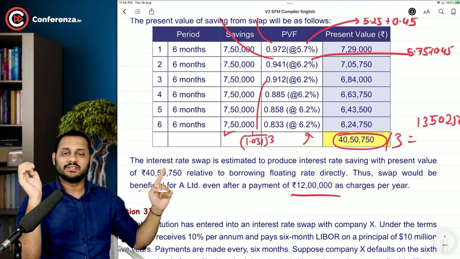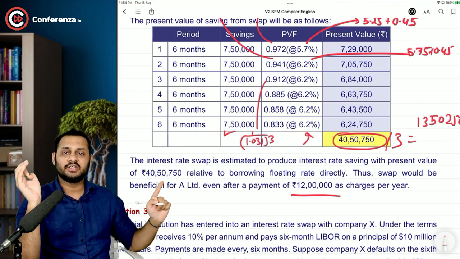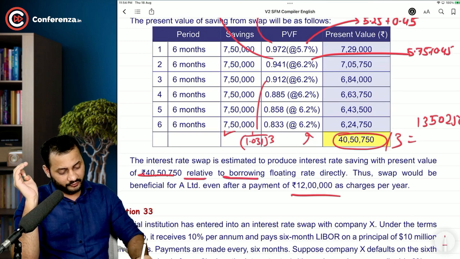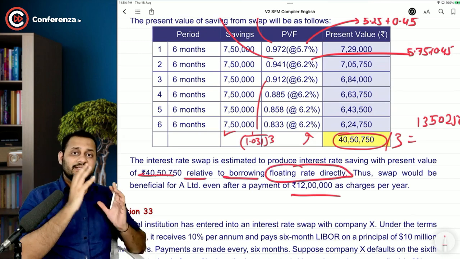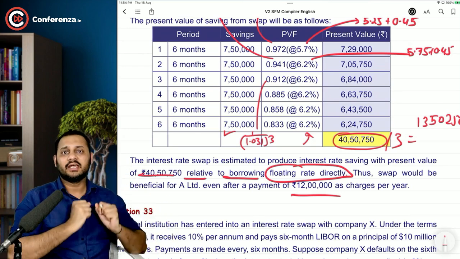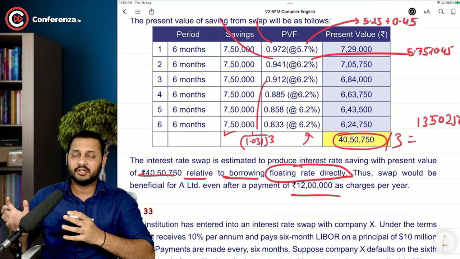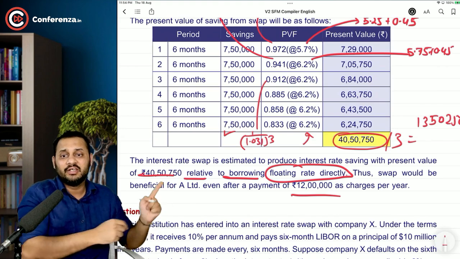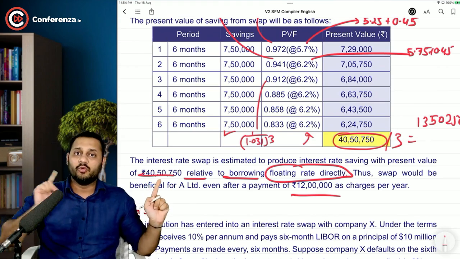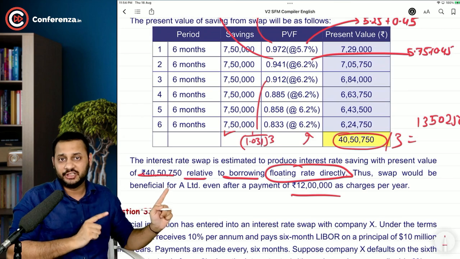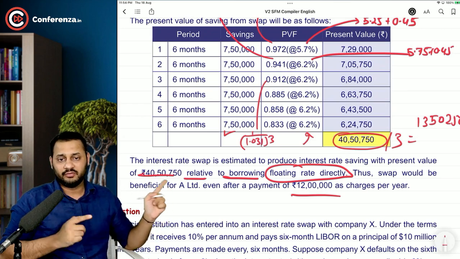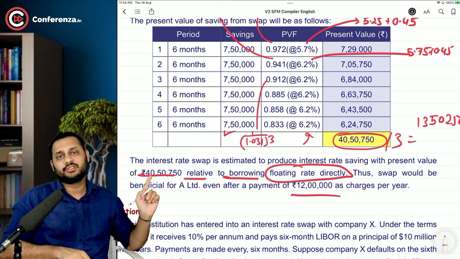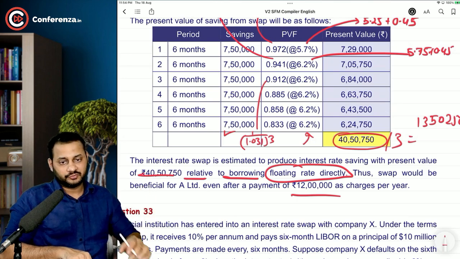The interest rate swap is estimated to produce interest rate savings with a present value of this much, relative to borrowing at a floating rate directly. What does that mean? Since we have not borrowed the money directly at a floating rate and went for the swap arrangement, this has benefited us over a period of 3 years. The present value of those savings is 40,50,750. However, we have to pay 12 lakh rupees each year for this saving. So that 12 lakh into 3, 36 lakhs, should be deducted from this, and still it is beneficial for us. So this is the main answer.